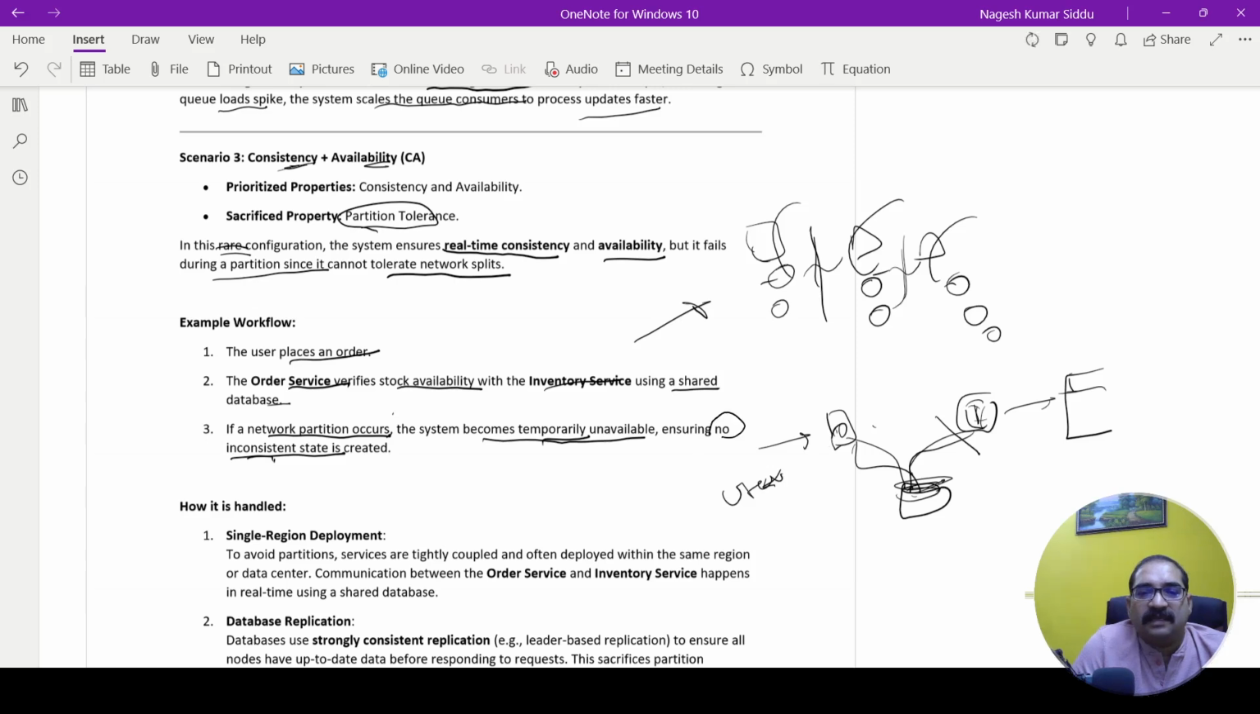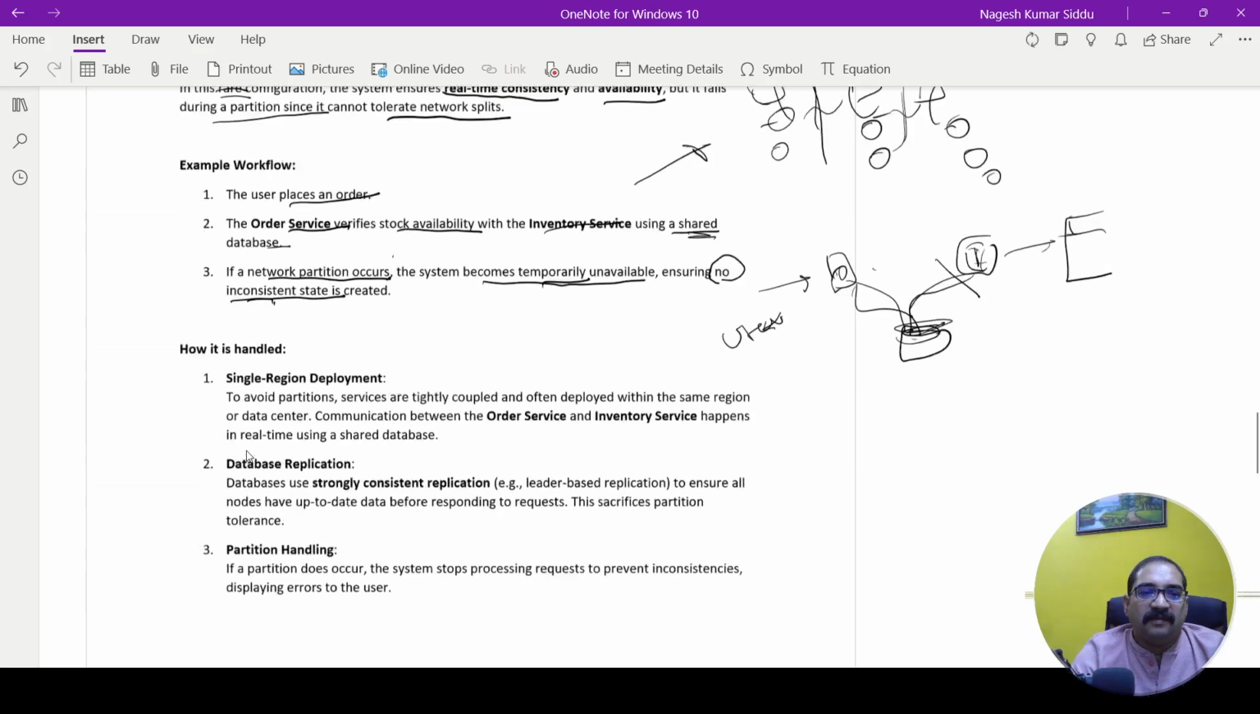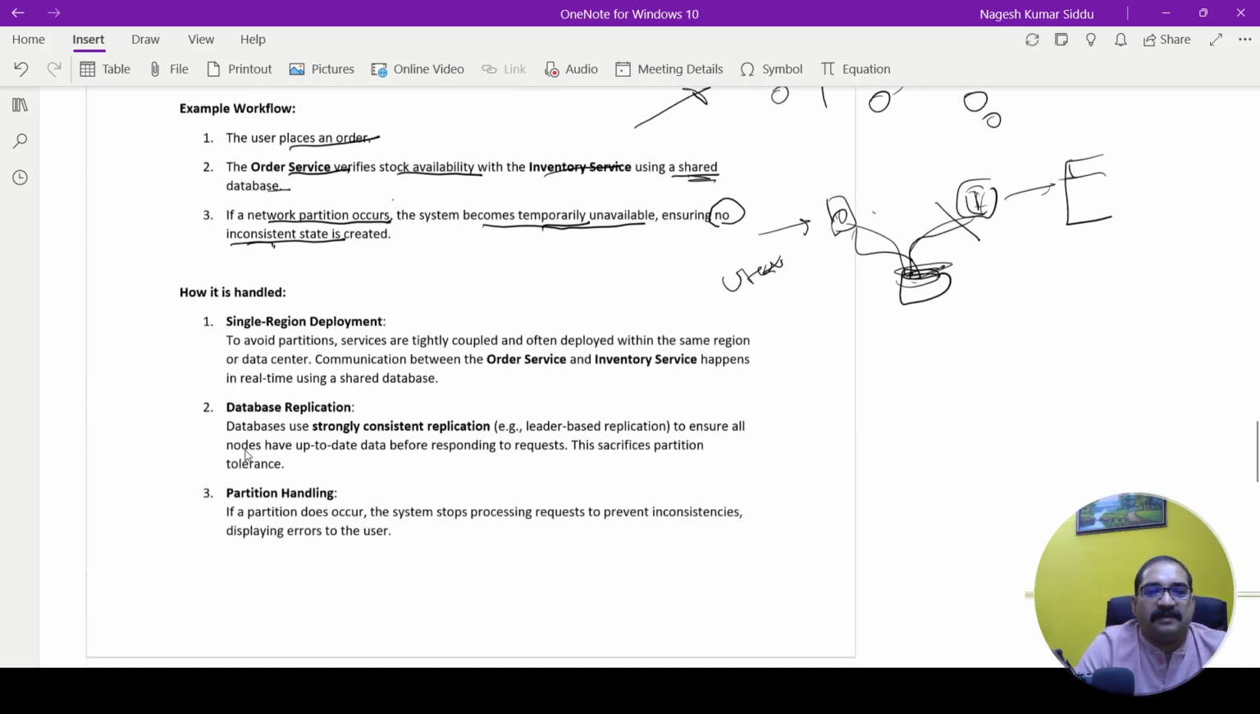So there is no inconsistent state because they share the same database. Okay, so this is a design decision we have to make: how we want to handle what scenario. Now you can see how it is handled. So, a single region deployment. Because these two are connected to one database, maybe we should put all of them in one region to avoid partitions.